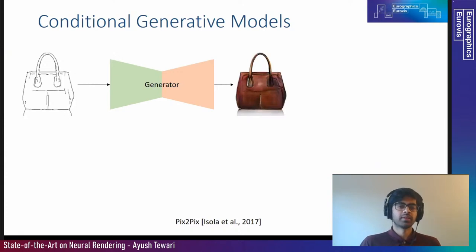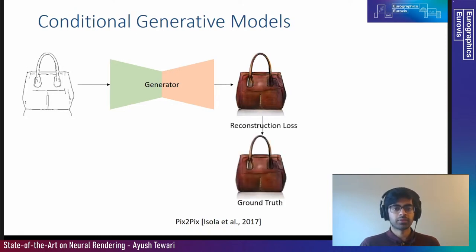To address that, conditional generative models have been proposed. Here, instead of sampling from a prior, a more meaningful input is given. For example, in Pix2Pix, a sketch image is used as an input and the generator synthesizes a photorealistic image of the object. To train this, they use a reconstruction loss, which compares the output to the ground truth, as well as an adversarial loss, which ensures realism.